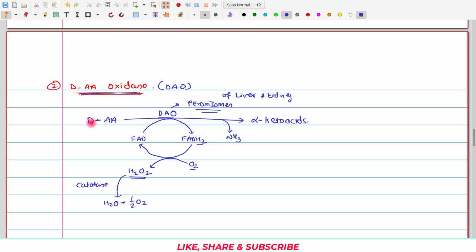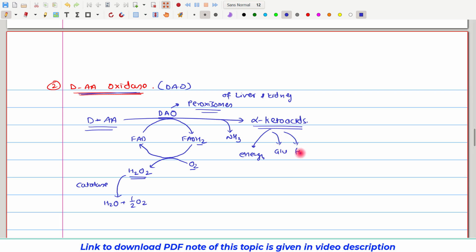So, this is how D amino acid oxidase causes metabolism of D amino acids. Now, what happens to their alpha keto acids? This alpha keto acid may have the same fate as our L amino acid alpha keto acid. They can undergo energy generation, or give rise to glucose or fat, or they can undergo various transamination reactions and give rise to synthesis of other non-essential L amino acids, right. So, in this way D amino acid can get converted to L amino acid.